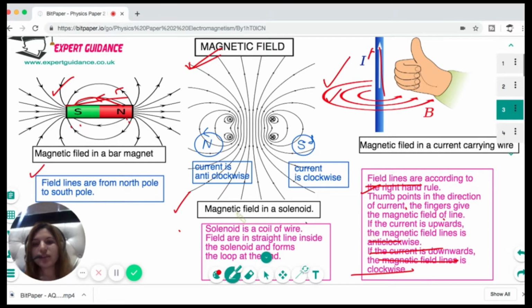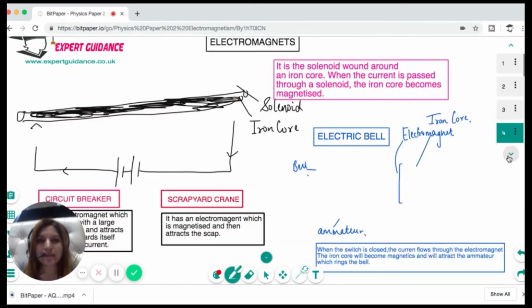Now, for a solenoid, what is a solenoid? It's a coil of wire. Inside the solenoid, the field lines are straight, and then they form a loop outside. The solenoid also has a north pole and a south pole. The north pole is where the current is anti-clockwise, and the south pole is where the current is clockwise. You should be able to draw these magnetic field lines in the exams.